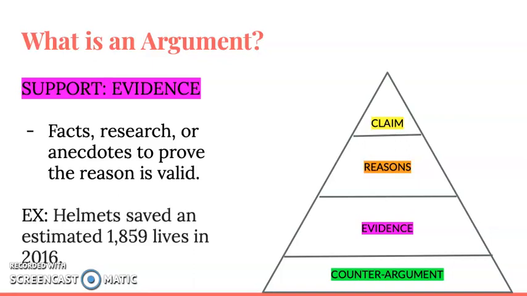One piece of evidence that I may support with my previous reason that motorcycle helmets save lives, doing a quick Google search, I found that helmets saved an estimated 1,859 lives in 2016. Okay, so that's a statistic that I can pull. I can pull the source and figure out if it's a credible source as well, and that would make up one piece of many pieces of evidence that I could use in my overall argument about why we should require motorcycle helmets in all 50 states.